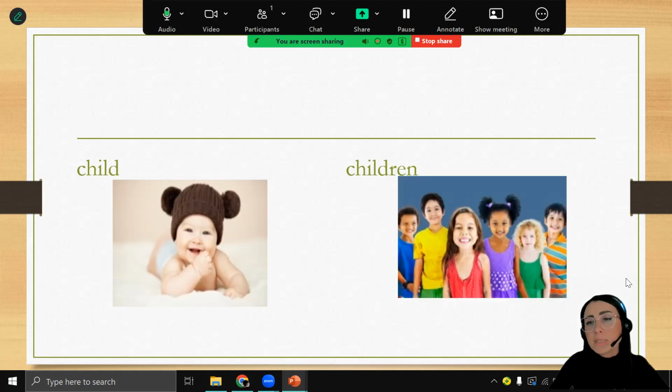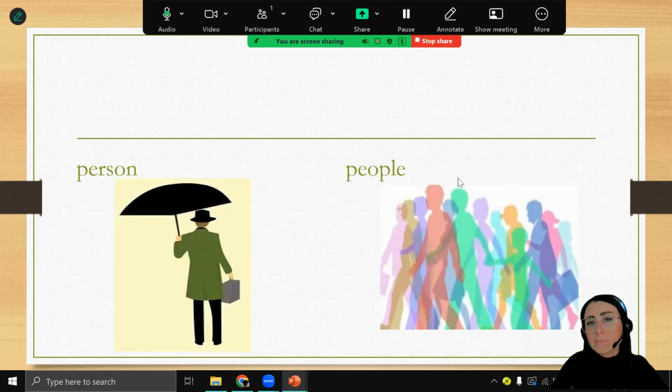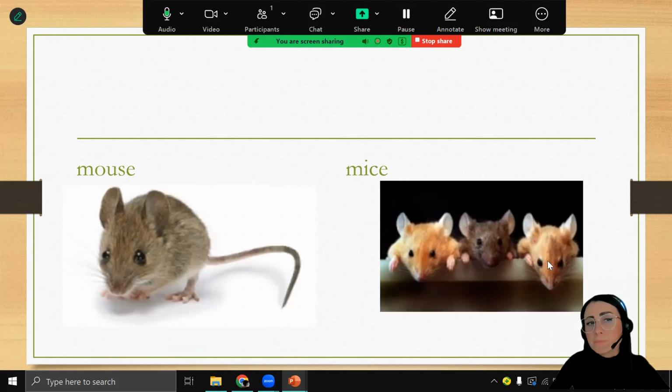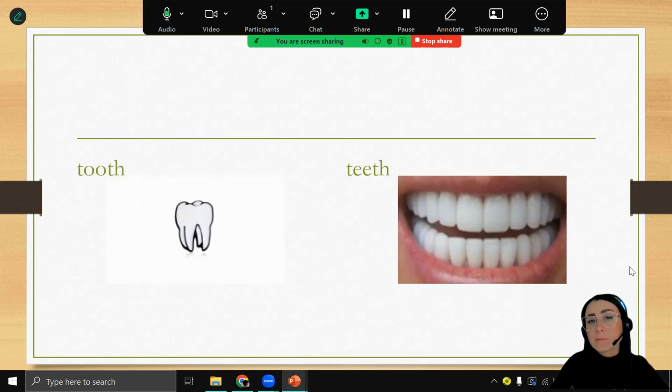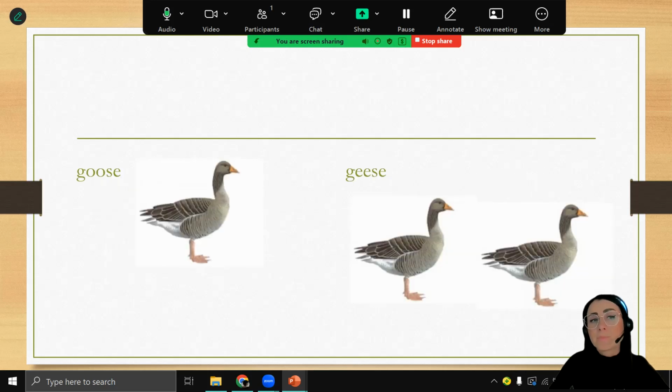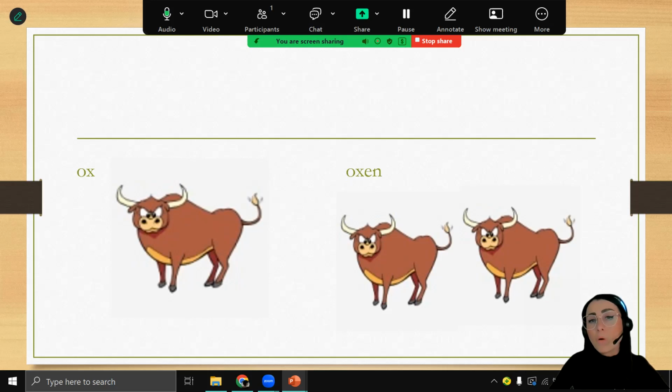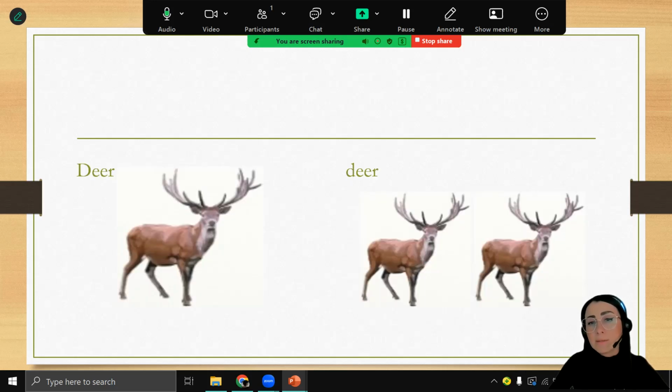Child, children. Person, people. Mouse, mice. Foot, feet. Tooth, teeth, goose, geese, ox, oxen, deer, deer.